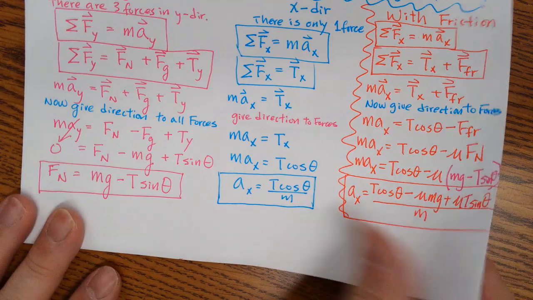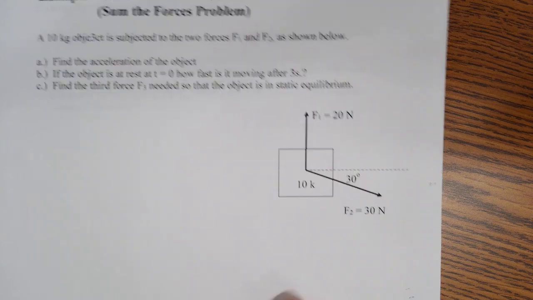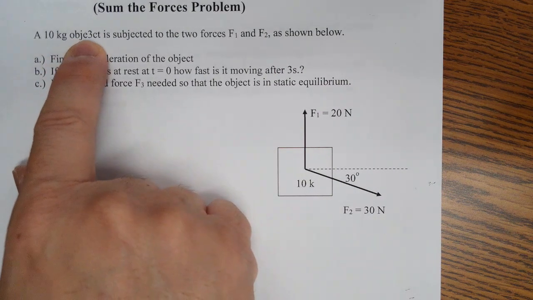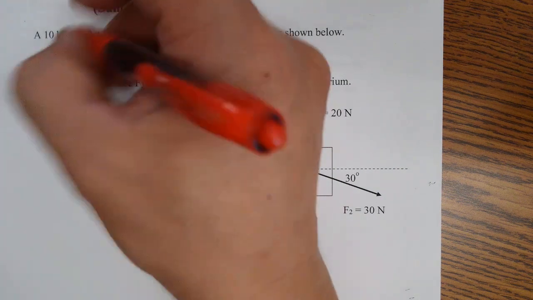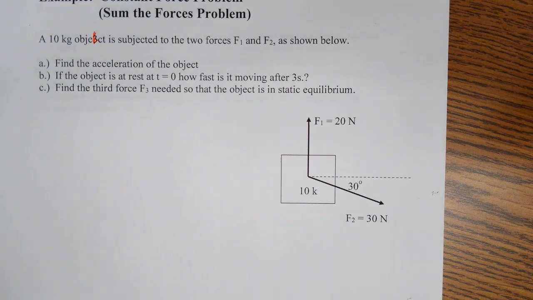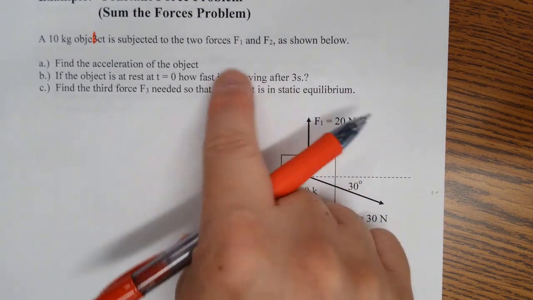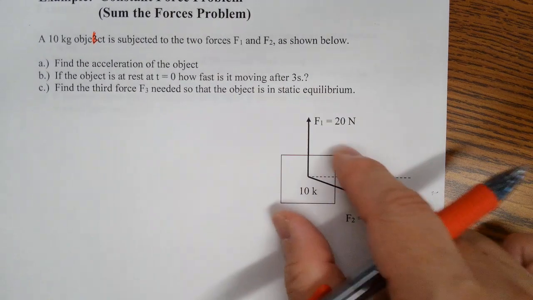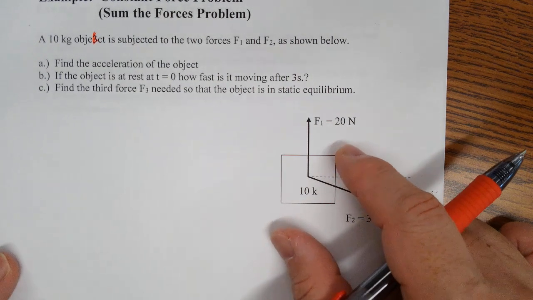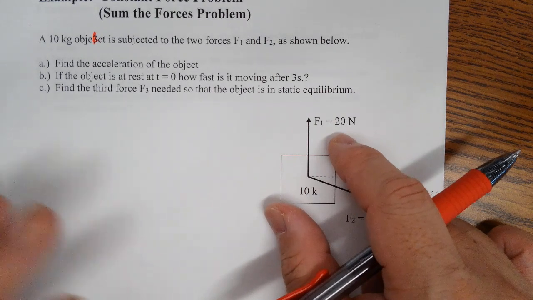Now let's take a look at the next one. Now this one, you have to think about it. We have a 10 kilogram object. Talk about typo. We have a 10 kilogram object subject to the two forces, F1 and F2, as shown below. Think about this as being out in space, far away from gravitational influence, right? It's just floating out in space.